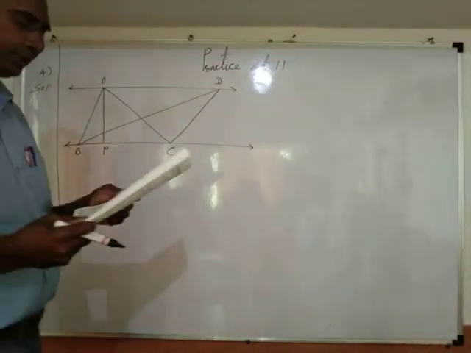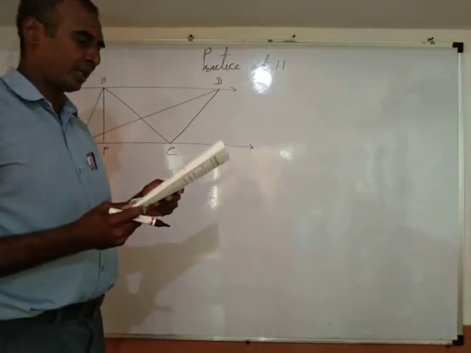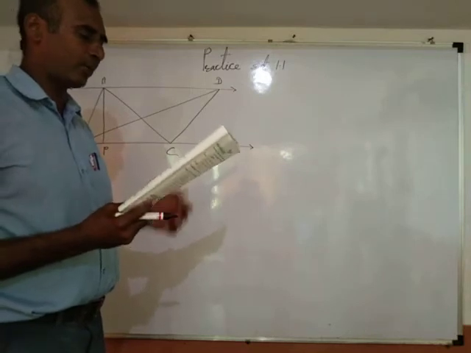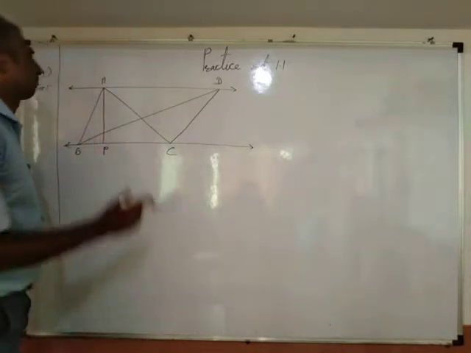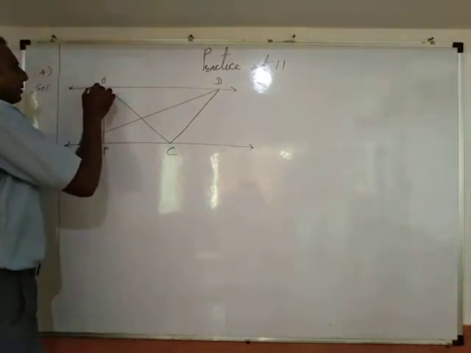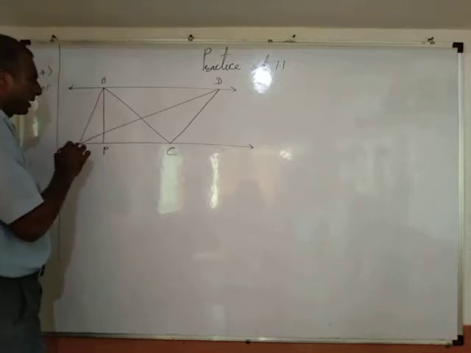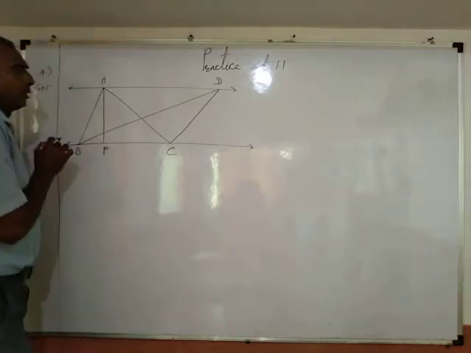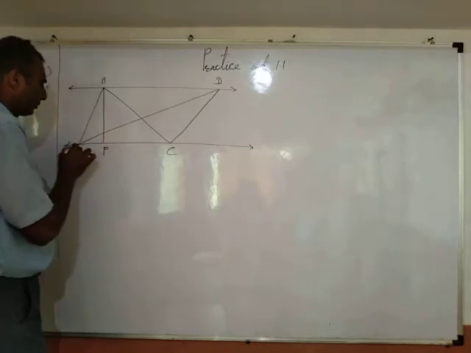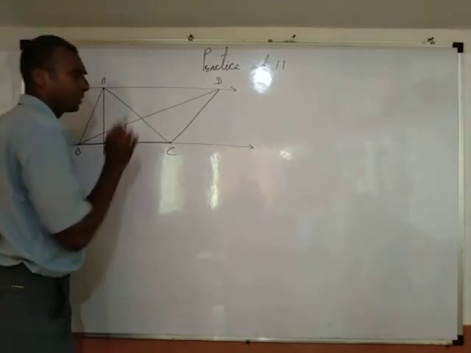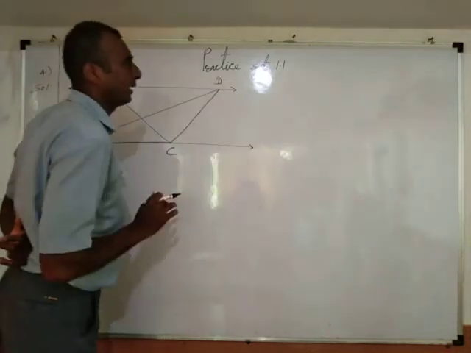Question 4th. In the adjoining figure, AP is perpendicular to BC, AD is parallel to BC. Then find the area of triangle ABC to the area of triangle BCD. Let's observe triangle ABC and triangle BCD. You may note that in triangle ABC and triangle BCD they have base BC common, and these two triangles lie between two parallel lines.